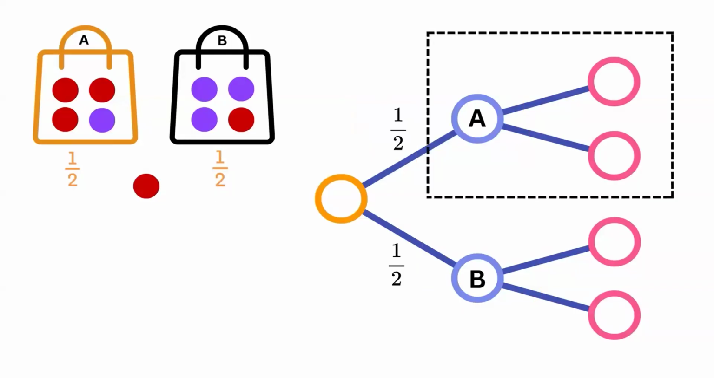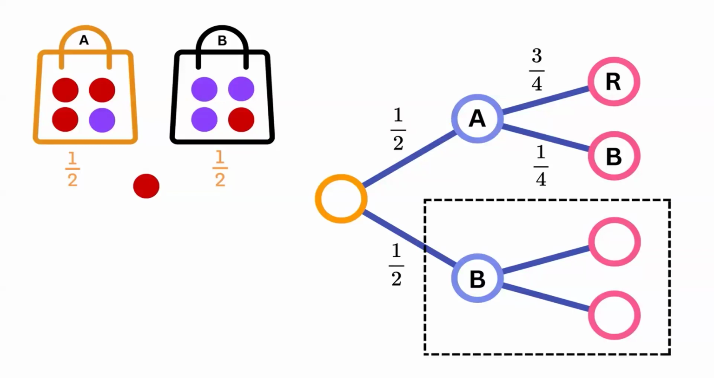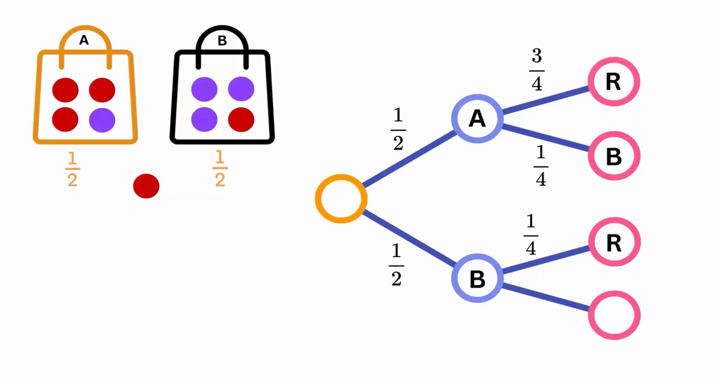Now, from the bag A branch, draw another 2 small branches like this, one labeled red with probability 3/4, and the other labeled blue with probability 1/4, because bag A has 3 red balls and 1 blue ball. Then from the bag B branch, draw 2 small branches, one labeled red with probability 1/4, and the other labeled blue with probability 3/4, because bag B has 1 red ball and 3 blue balls.